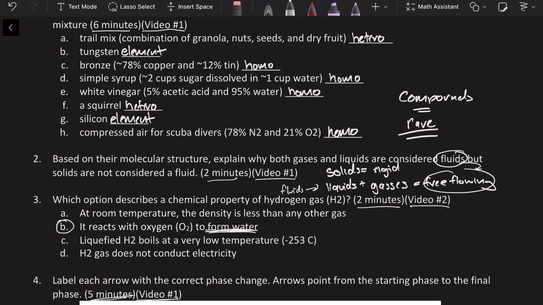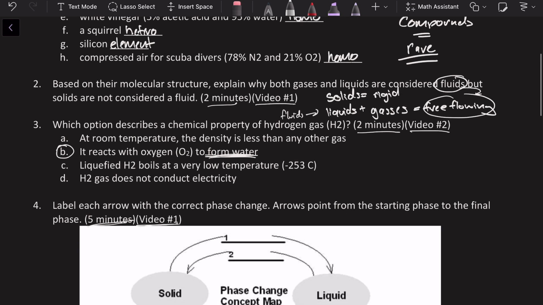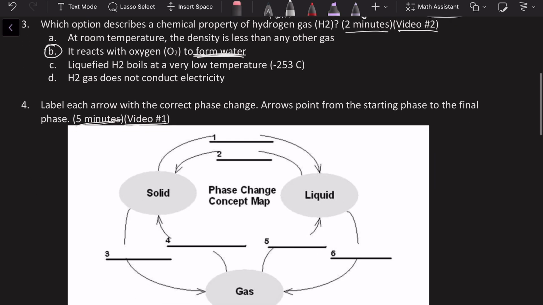A, C, and D talk about physical changes, which, once again, are not chemical changes. Now, number 4 is simply a memorization question. There's not much thinking here.